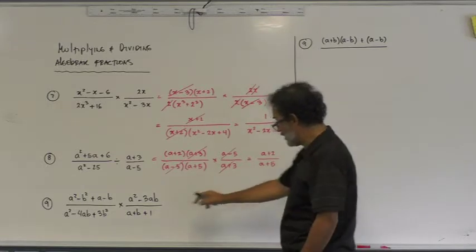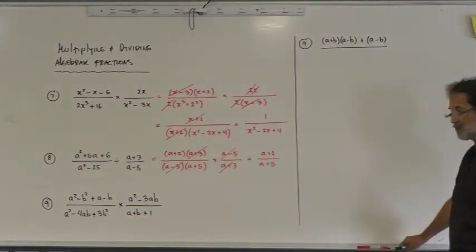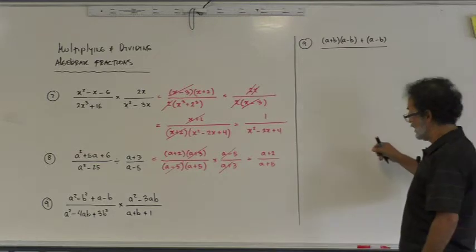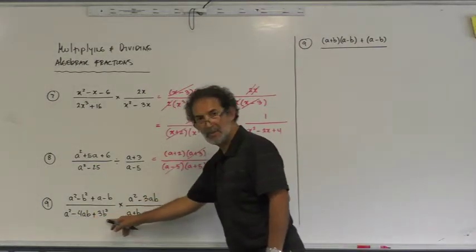The bottom one is another trinomial, one of those that have two variables. We need to find two numbers that when you multiply them together equal positive 3, but when you add them together equal negative 4. Negative 1 and negative 3. I'm talking about this one.